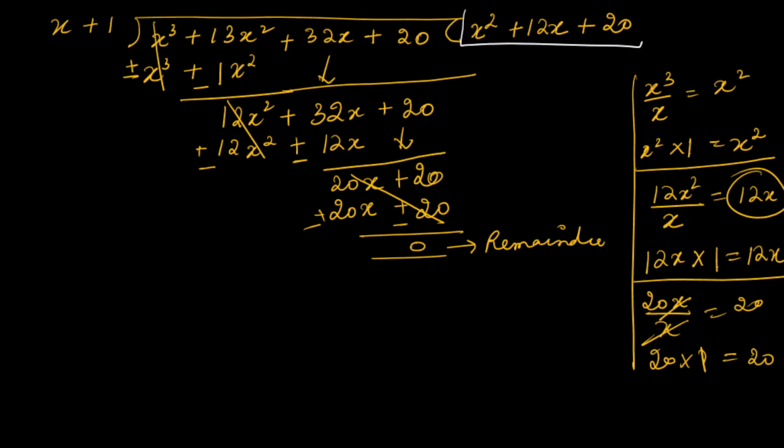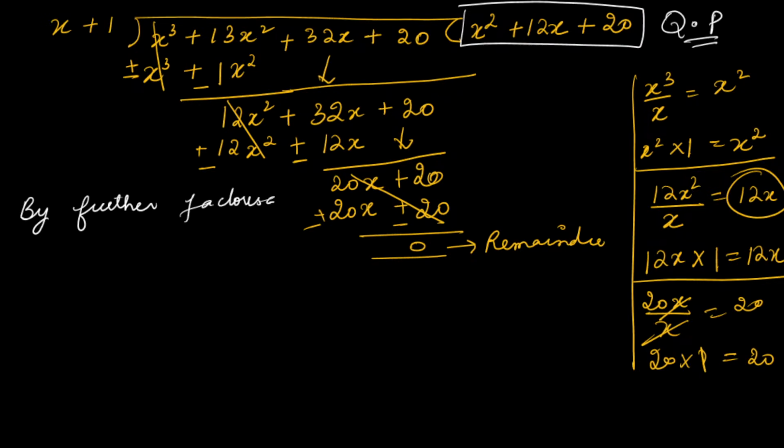Okay. Now here in the quotient we got a quadratic polynomial. At the quotient we got a quadratic polynomial. We can factorize it further. So by further factorization, by splitting the middle term, we can do it. So you can write it down. We can factorize x square plus 12x plus 20. This is a quadratic polynomial. We can factorize it by splitting the middle term.